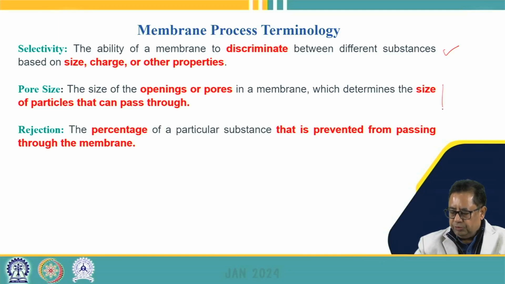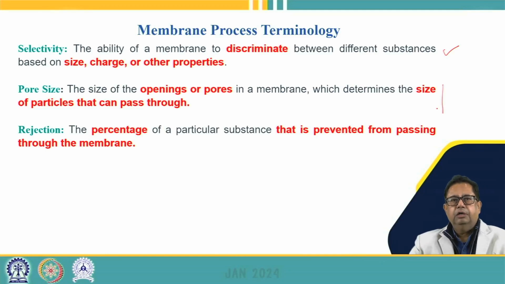Similarly, pore size also plays a very important role in the membrane. It means the size of the openings of pores present in the membrane, and this determines the size of the particles that can pass through it in the filtration mechanism. Similarly, rejection is the percentage of a particular substance that is prevented from passing through the membrane. That is called the rejection.